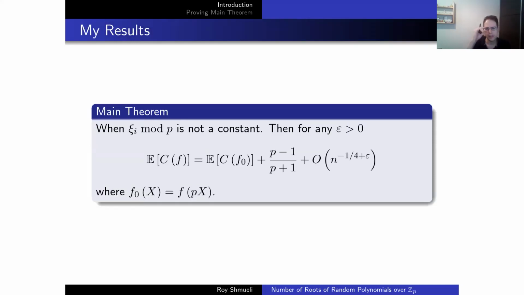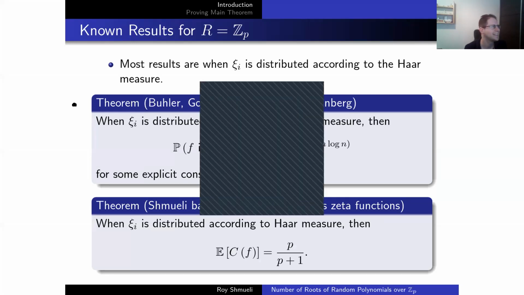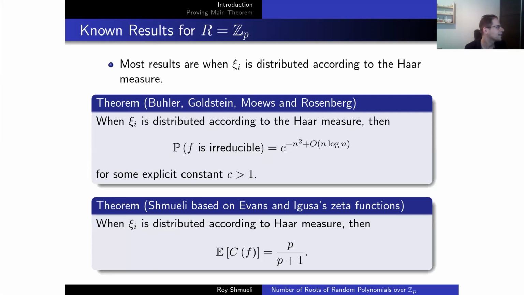My main result is that if the distribution... Can you go back to the previous slide? Yeah, sure. Yeah, I actually didn't open the chat for the questions. So it's not only that it goes to 0, it goes super exponentially fast? Or? Yeah. Yeah, but this is only for the irreducible. It's not telling about the number of roots. Okay.